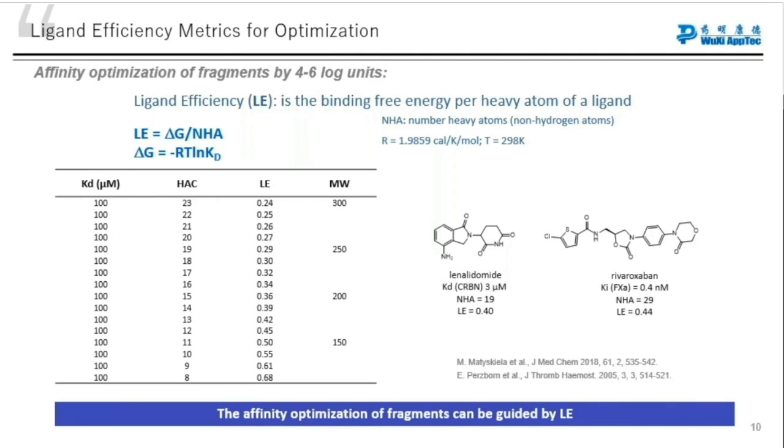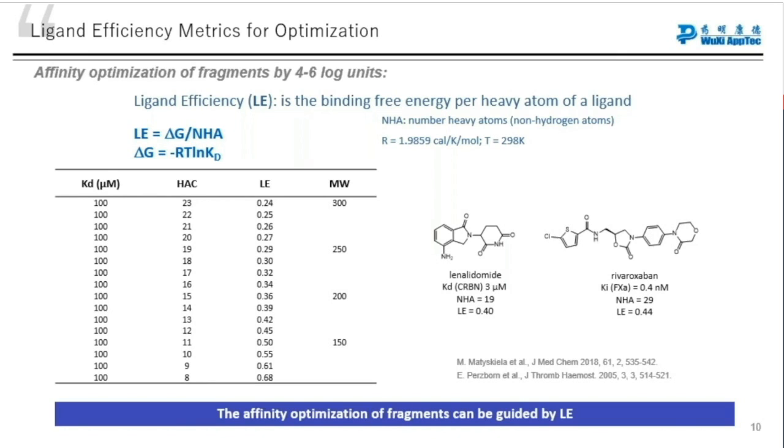Drugs, lenalidomide and rivaroxaban are two of the best-selling drugs. The lenalidomide actually is smaller and almost fragment-like, but it has a ligand efficiency of 0.40. Rivaroxaban is a molecule with 29 heavy atoms and a quite nice potency of 0.4 nanomolar. And that translates again into a ligand efficiency of 0.44.